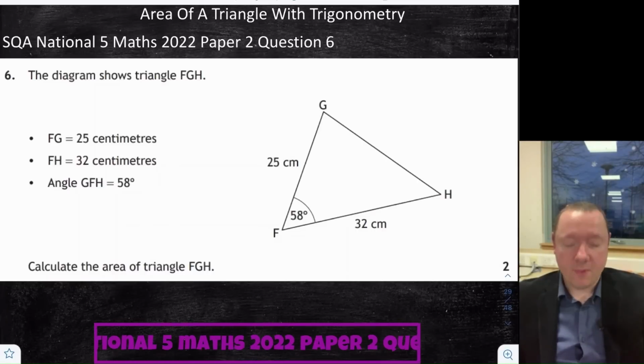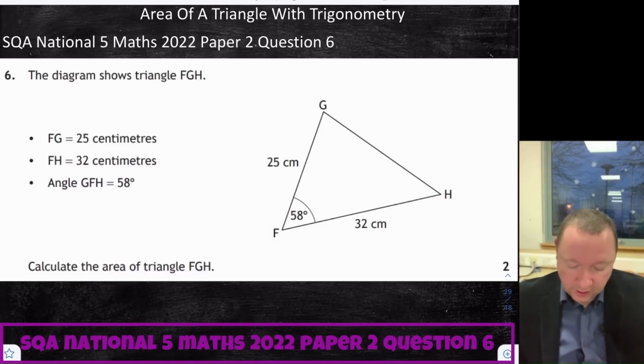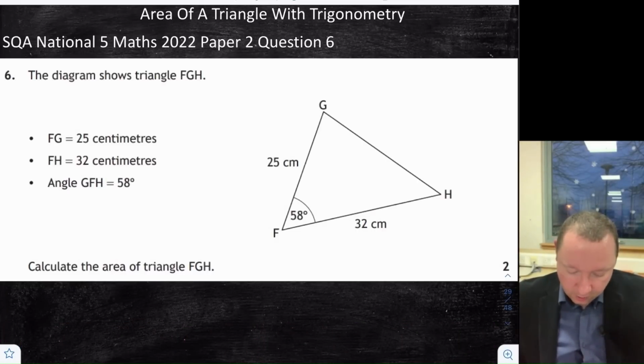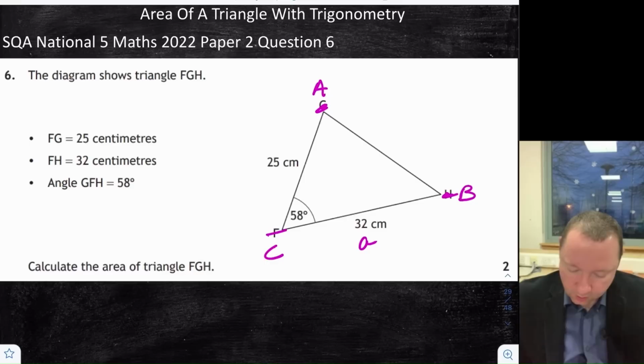SQA National 5 Maths 2022, Paper 2, Question 6 had this question. Calculate the area of this triangle. Again, it's exactly the same. There's my C, because that's the angle. So any other ones would be my A, opposite A, B, opposite B. Area is a half AB sine C.